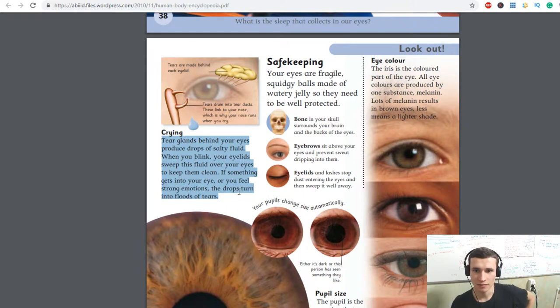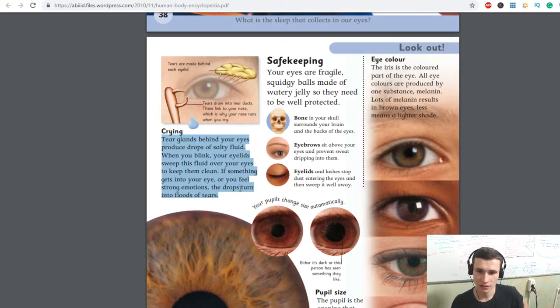Eye color. The iris is the colored part of the eye. All eye colors are produced by one substance, melanin. Lots of melanin results in brown eyes. Less means a lighter shade.